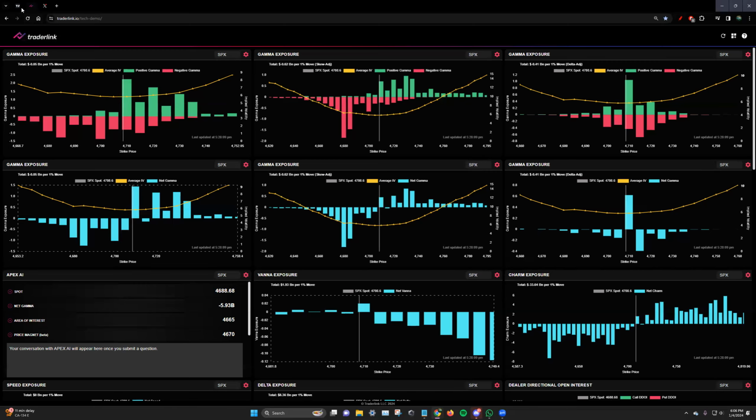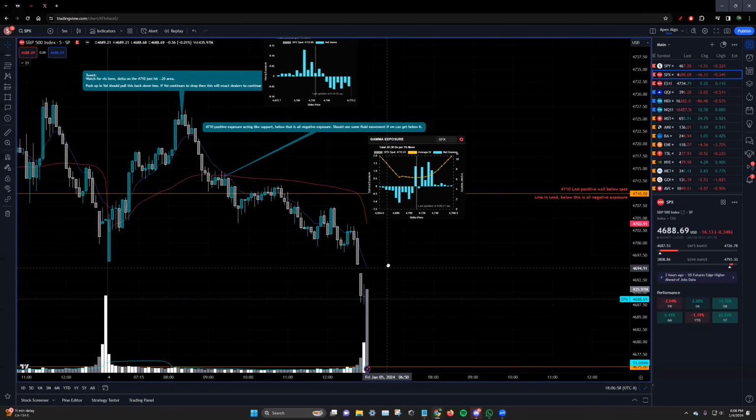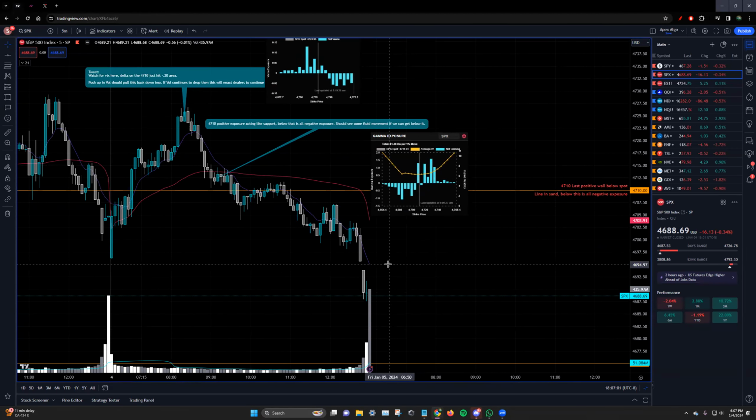So the sheer basics of the understanding of positive exposure is that positive exposure more often than not will act like resistance or support, while negative exposure acts more like accelerants. That's the best word for it. Accelerants for fluid movement, essentially.